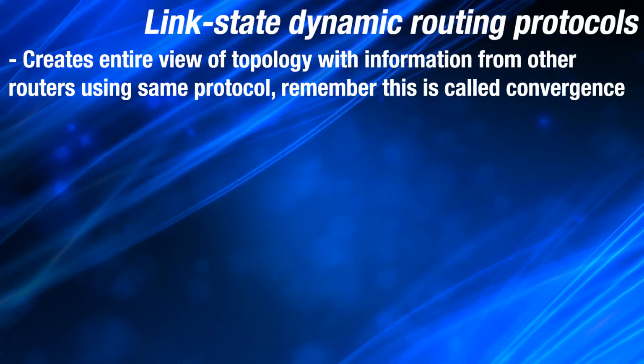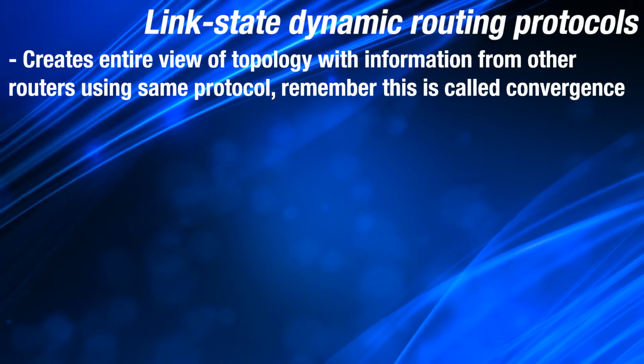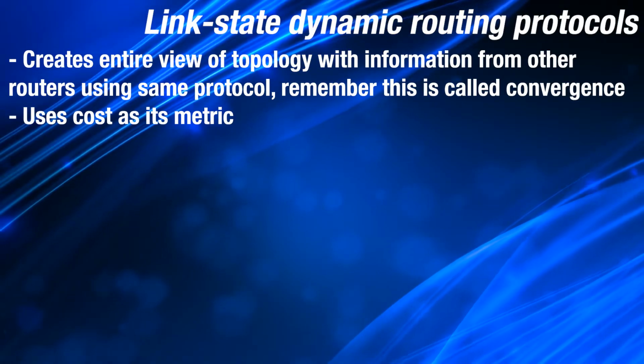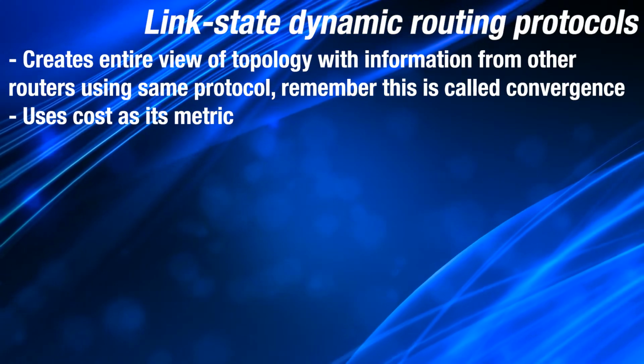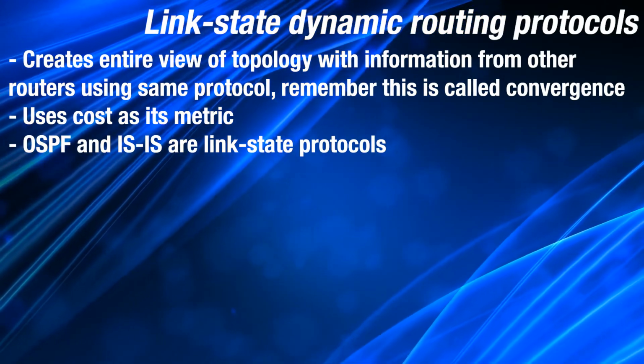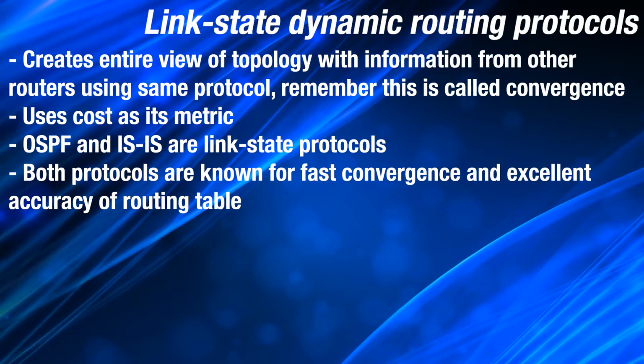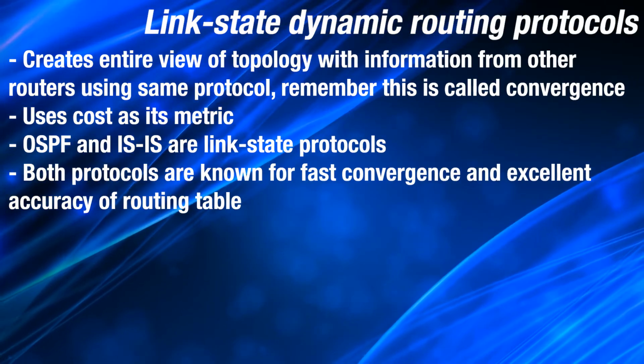Our next category is link state. These routing protocols can create a complete view of topologies by gathering all sorts of information. This routing protocol uses cost as its metric. Two protocols for this are Open Shortest Path First and IS-IS. Both of these protocols are known for their fast convergence and constant updates.